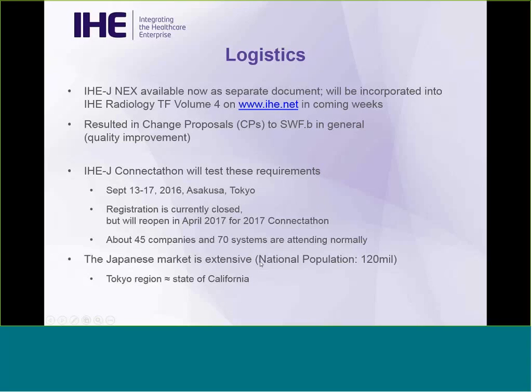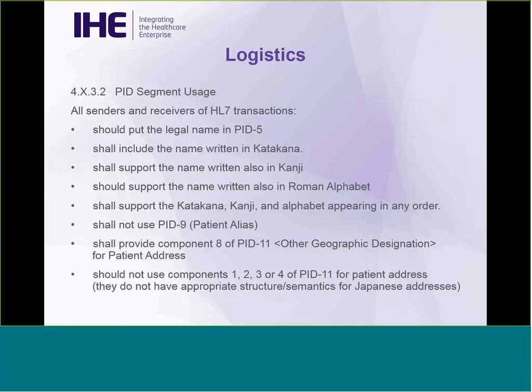And just as a reminder, if you are involved in the Japanese market, and it's about 120 million population, the Tokyo region itself is about the size of the state of California in terms of population. This is really good information to be putting into your products.